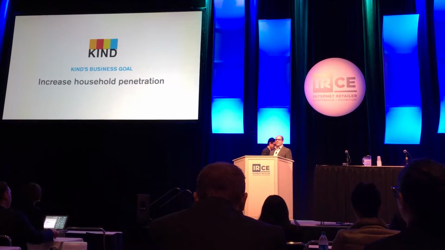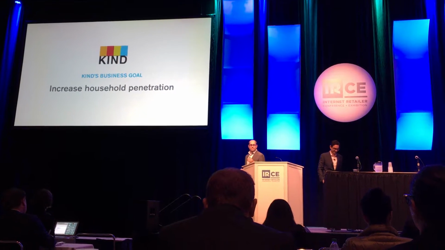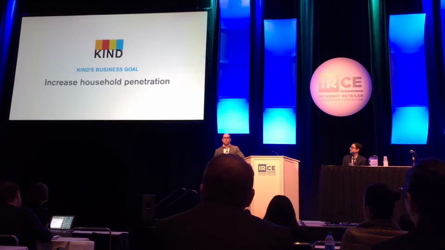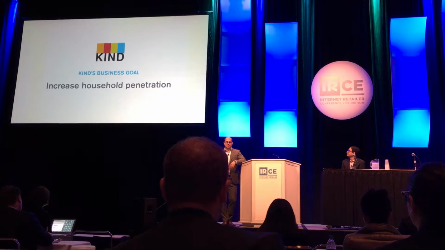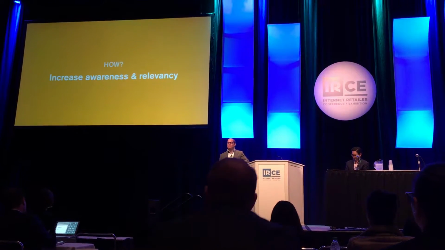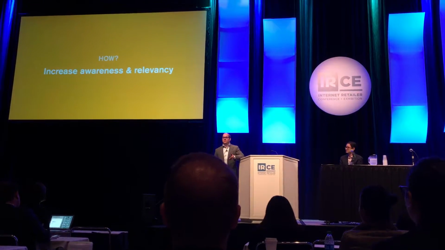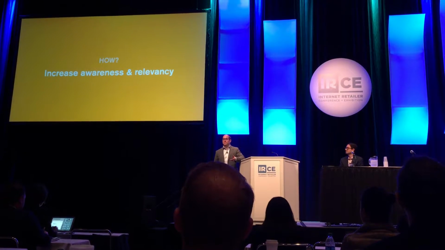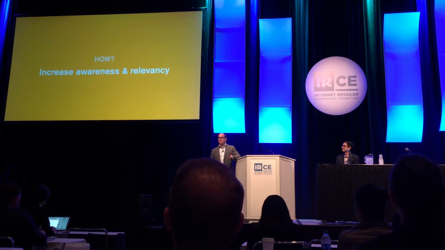So now we're going to talk a little bit about how Kind thinks about business goals. Kind's business goal is pretty simple. Increase household penetration. We want more households to buy Kind. How are we going to go about this? Our goal is to increase awareness and relevancy with the target consumer. That target consumer for us is females between the ages of 25 and 44.